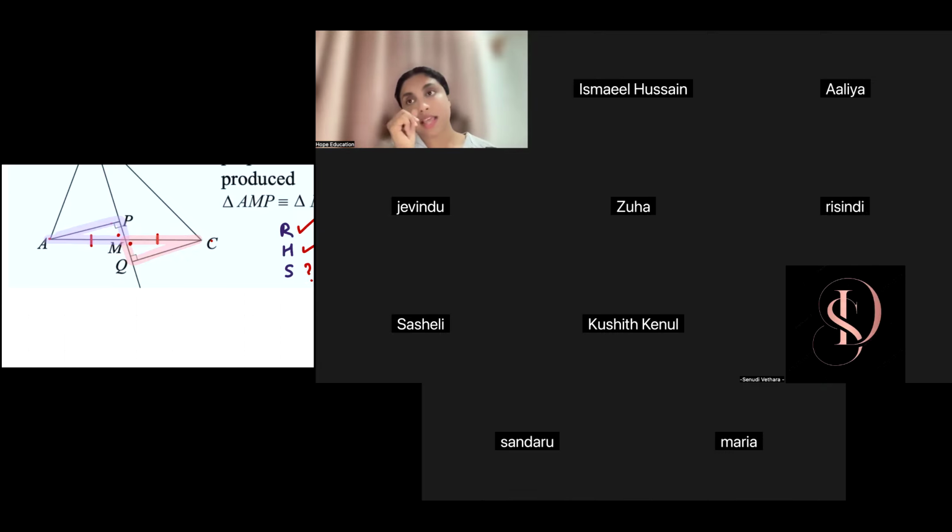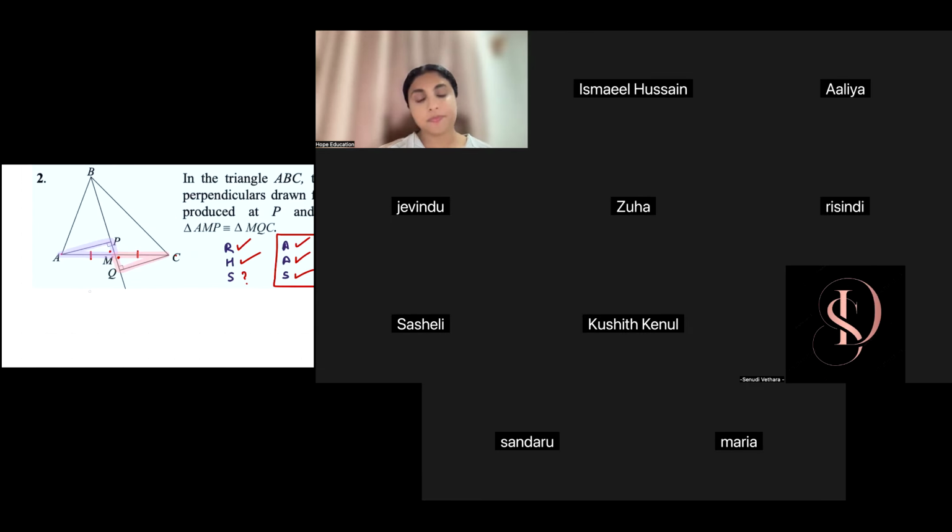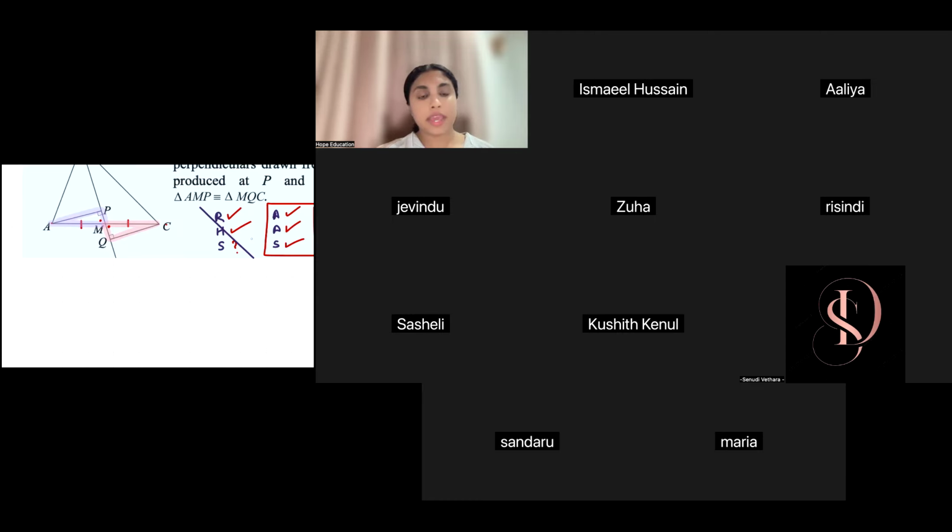Two angles and one side. Here the best case would be AAS because we have two angle pairs and one side. For RHS we don't have another side. Okay? So here, therefore, we have to use AAS, not RHS. Look at how we can apply this.